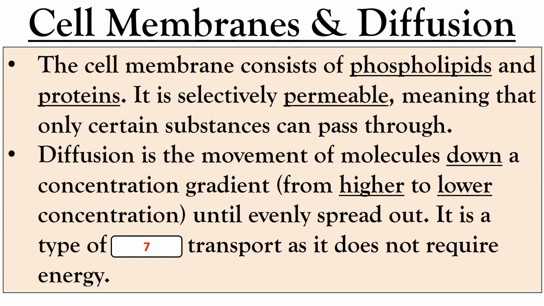And just be careful with this one as well. You could think high to low, but it's not necessarily high to low. You know, it could be two very high concentrations. The importance is the comparison between them. So make sure you've got the R at the end, higher to lower concentration, until evenly spread out. And it is a type of number 7, passive transport, that does not require energy.